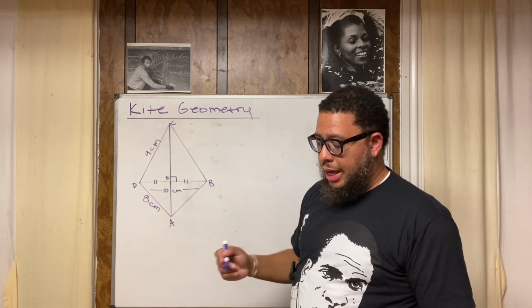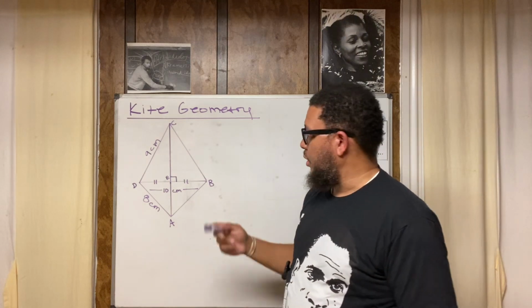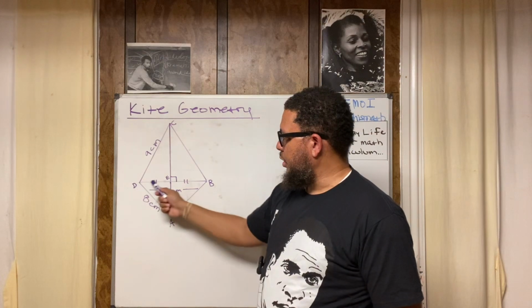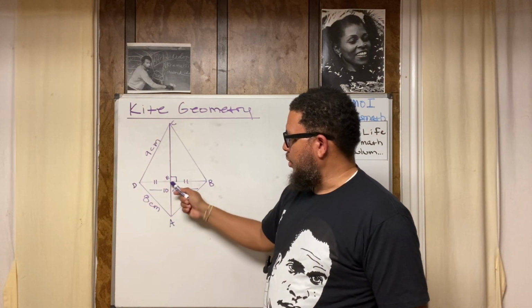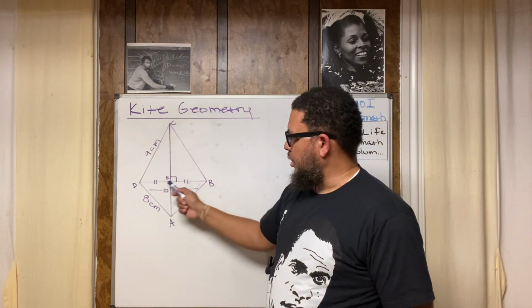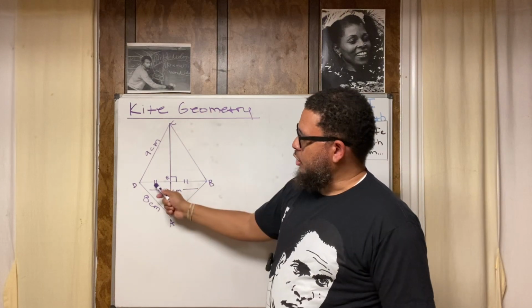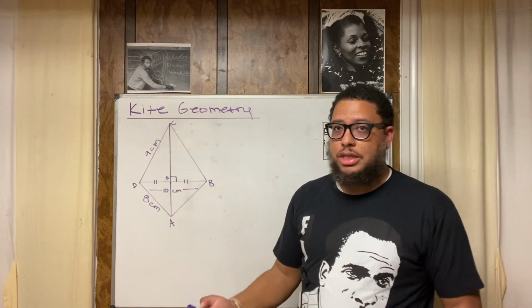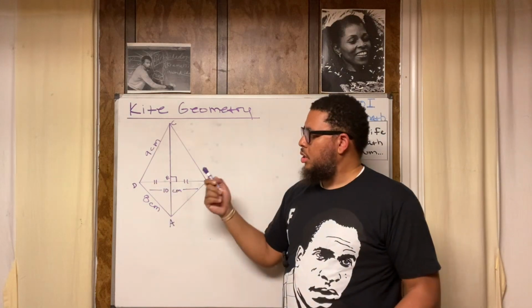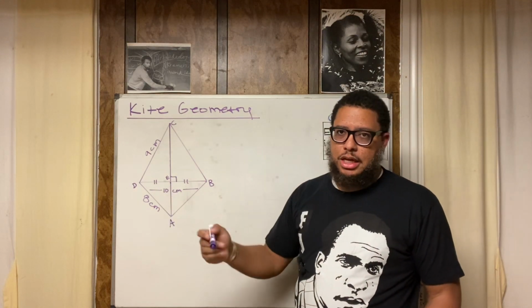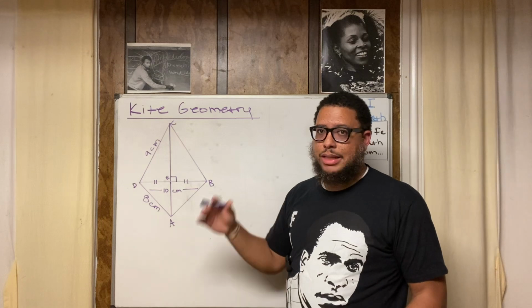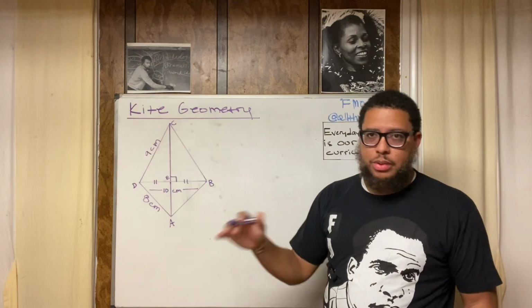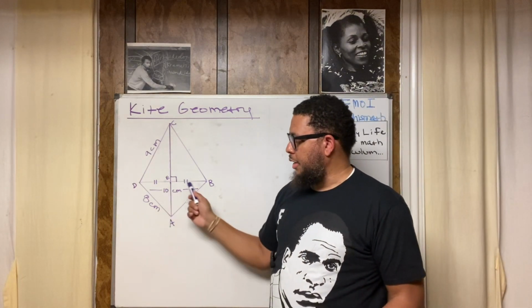Now, what else do we know? It says that DE is equal to EB. Where's DE at? DE is from point D to point E. Where's EB at? From point E to point B. So this segment is congruent to this segment. That's why these hash marks are right here. See the two hash marks and the two hash marks? In geometry, when you see that, that means those segments, those pieces of that shape, are congruent to each other, or they have the same length.